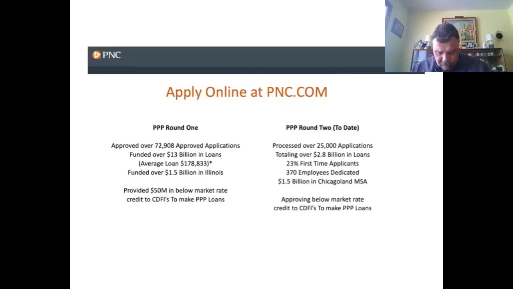Here in round two, we have already processed over 25,000 applications. That number keeps growing, totaling over $2.8 billion. I believe we're close to $3 billion as of this morning. 23% of these are first-time applicants, implying that roughly 77% were second draw. We have roughly 370 employees dedicated to this, working 24-hour shifts so that we don't overload our own system, and we're able to get everything processed in near real time.